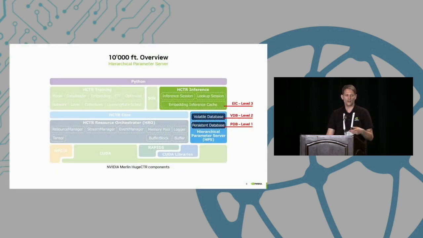HPS is part of NVIDIA's Merlin HugeCTR. Now, Merlin HugeCTR is a full-featured software framework for GPU-accelerated training and inference of large recommendation models. HPS is an integral part of the HugeCTR inference stack. Essentially, it is a multi-layered cache for managing embedding tables. It encompasses 3 storage layers: the persistent database, or PDB, the volatile database, or VDB, and the GPU inference embedding cache, or EIC. VDB and PDB are executed by the CPU, while the EIC is implemented in CUDA.